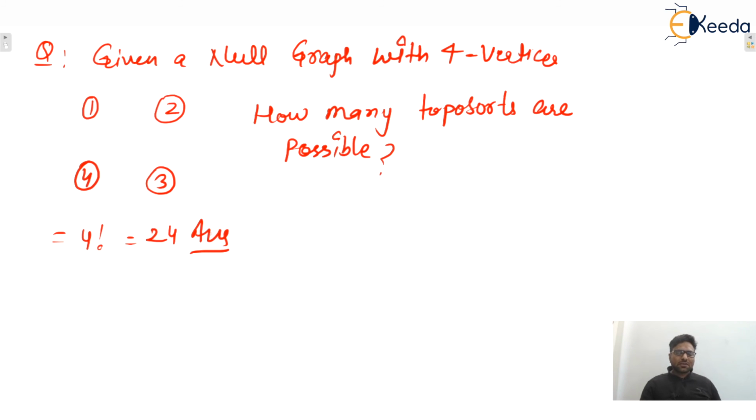Yes, any combination you can take for these 4 nodes, that will be a toposort, isn't it? So for n vertices, the answer will be what? N factorial if it is the null graph. Because we can take any node in any order. So with the help of 4 nodes, there will be 4 factorial arrangements. So we can say that 24 will be the correct answer.